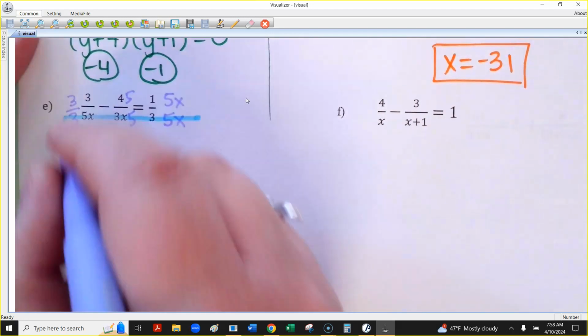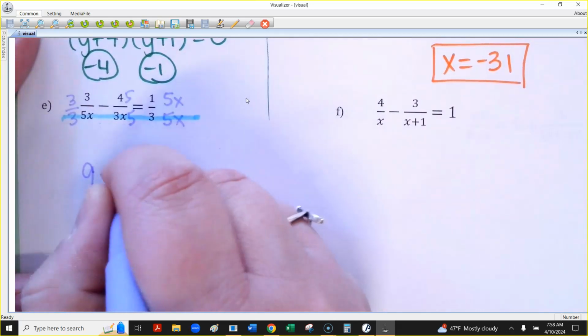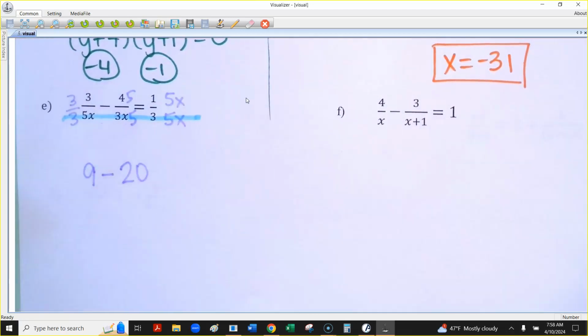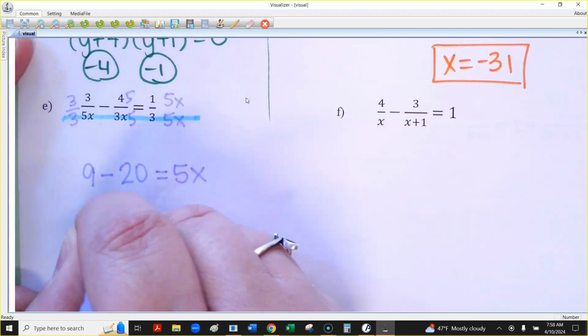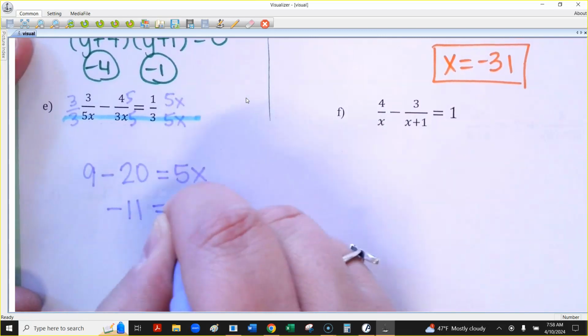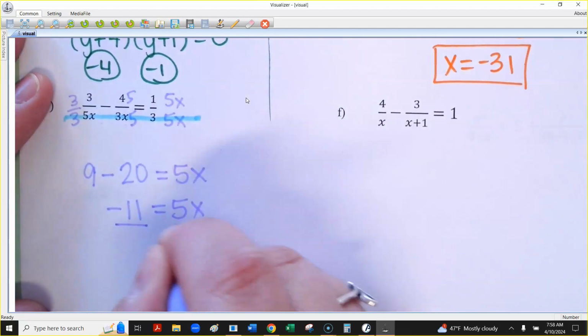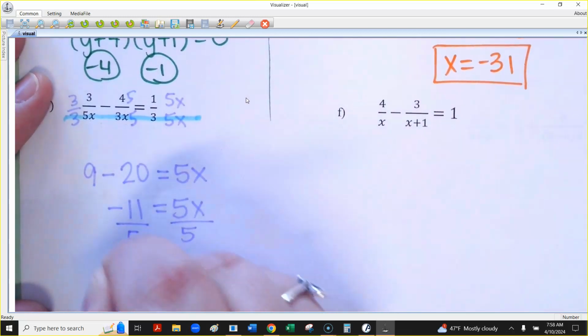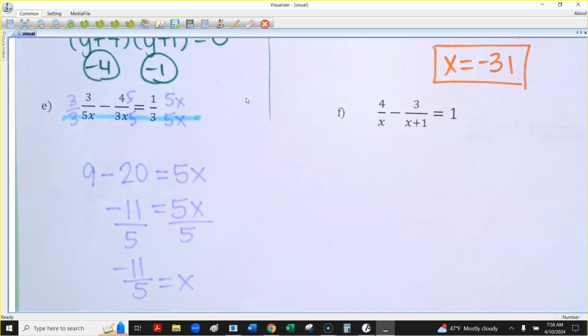All right, so 3 times 3, don't put 6, should be 9. 4 times 5 is 20. So it's literally just 9 minus 20, so just numbers here, equals 5x. So this would be negative 11 equals 5x. Not a nice number here. I'm going to divide both sides by 5. And this fraction doesn't reduce. I'm just going to leave it as negative 11/5 as my answer.